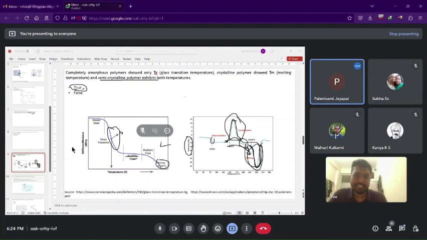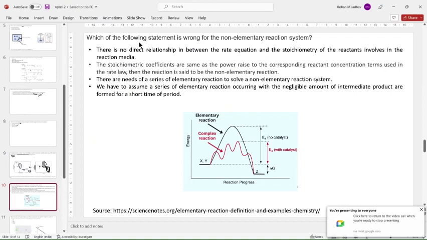Okay, so let's move on to the next question. This will actually help you a lot in answering your assignment three questions. Okay, this explanation, you will see the questions and you might understand. Which of the following statements is wrong for the non-elementary reaction system?